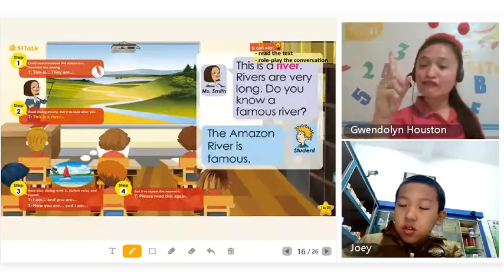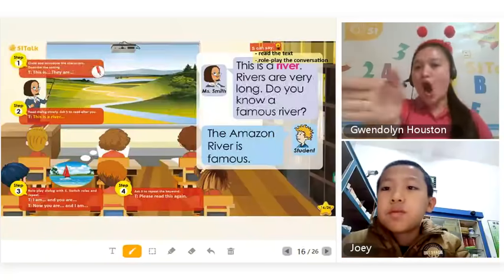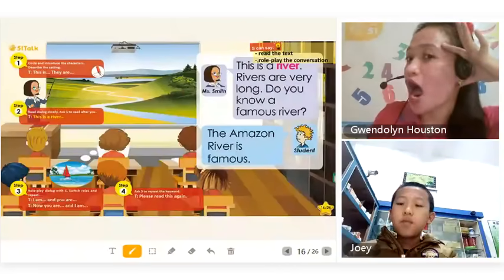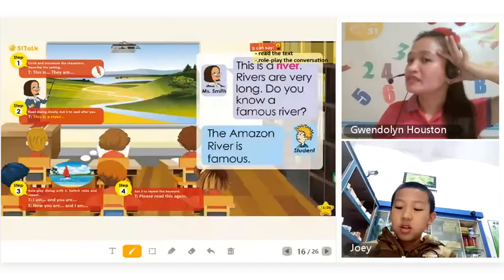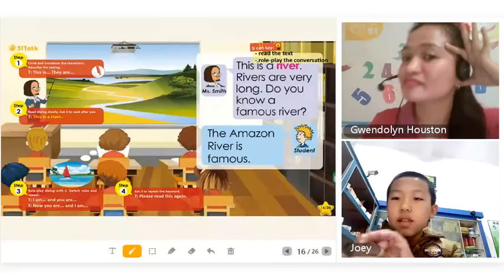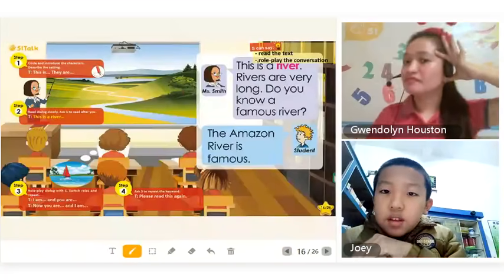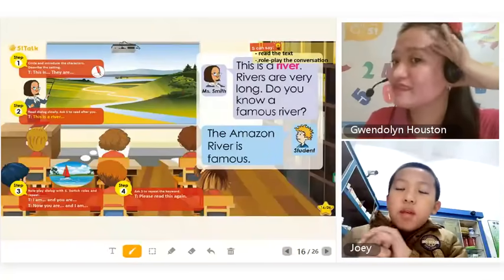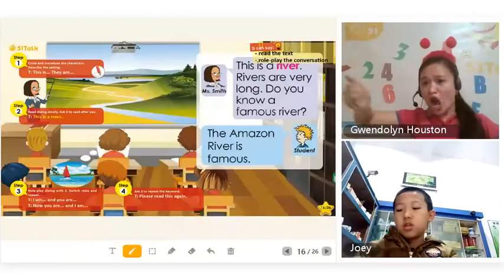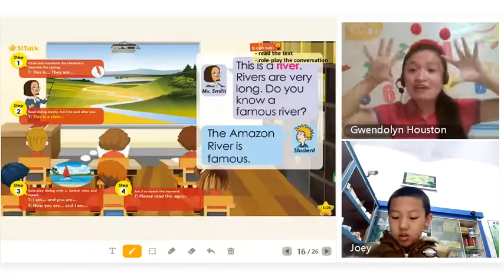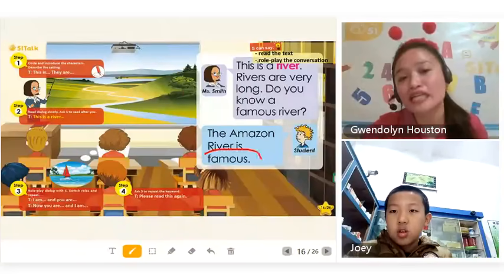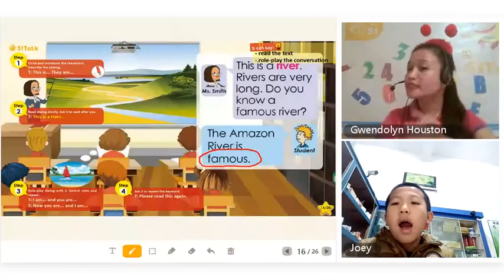This is a river. Rivers are very long. Do you know a famous river? The Amazon. Go, read. The Amazon River is famous. Yes, the Amazon River is the longest in the world. It is found in Rio de Janeiro. So you can read this one as famous. Say it again. Famous.